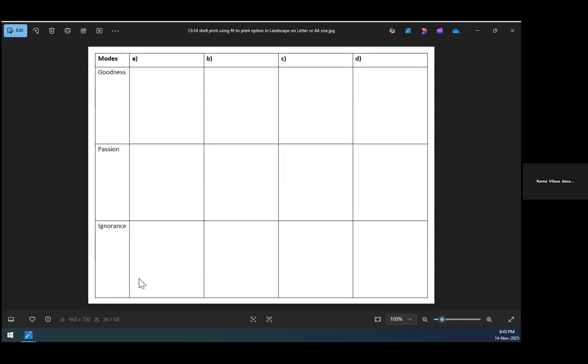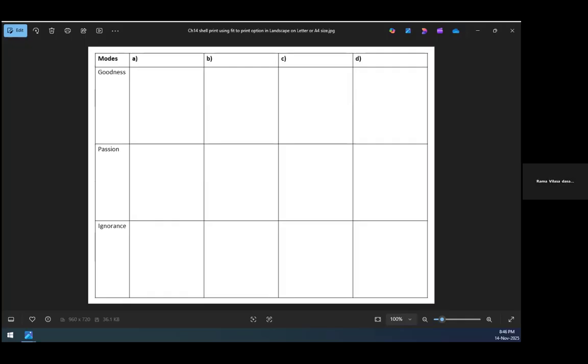Now verse number 7. Drashti, are you able to read verse number 7 translation? Yes. The mode of passion is born of unlimited desires and longings. O son of Kunti, and because of this, the embodied living entity is bound to material fruitive actions.